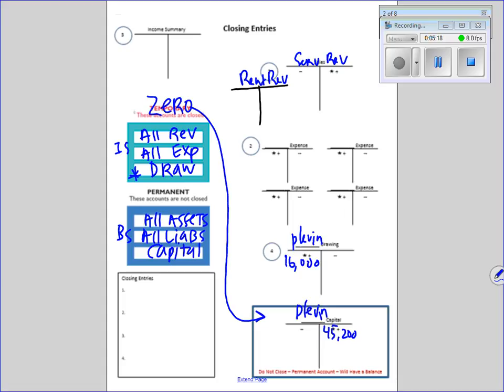Service revenue had a $64,000 balance. And how about rent? $6,500. Everyone know where I'm getting these dollar amounts? Who can tell me? Where am I getting these amounts? In the book, right? Page 196.